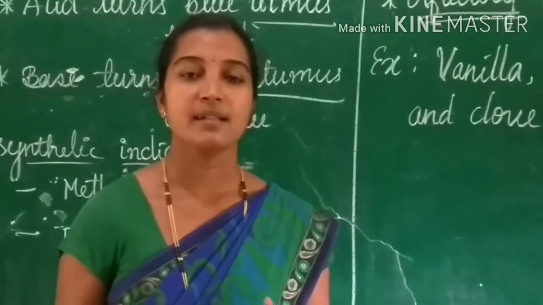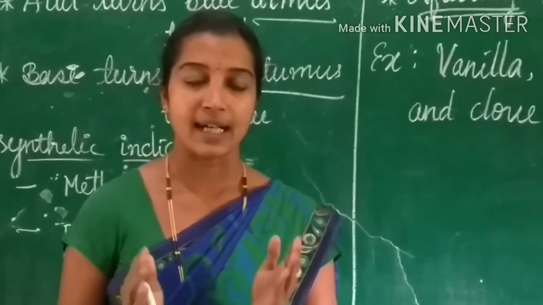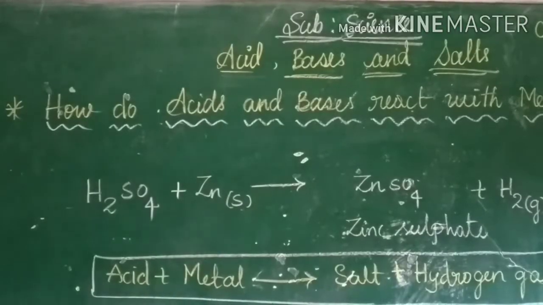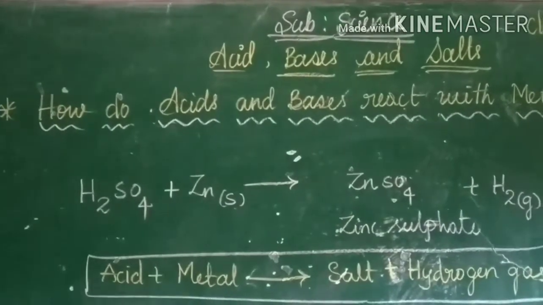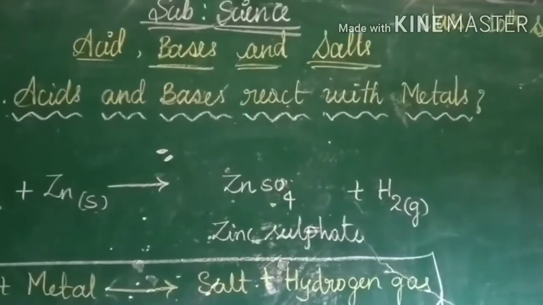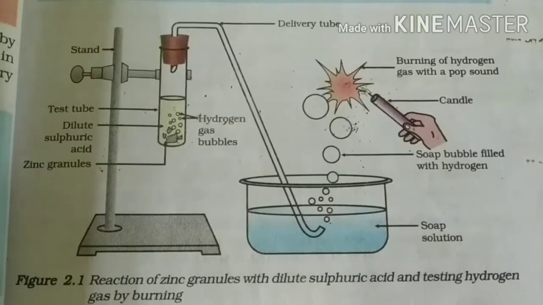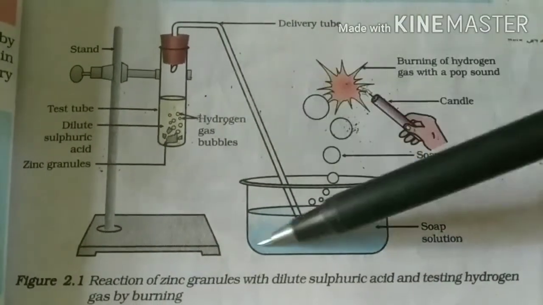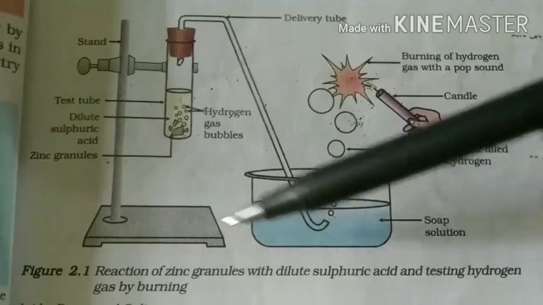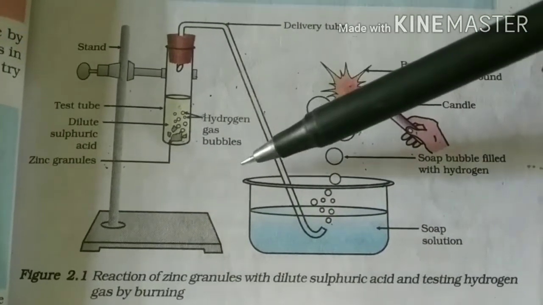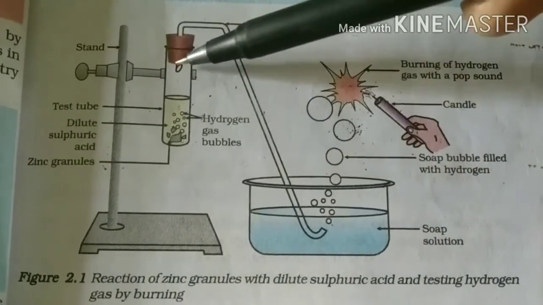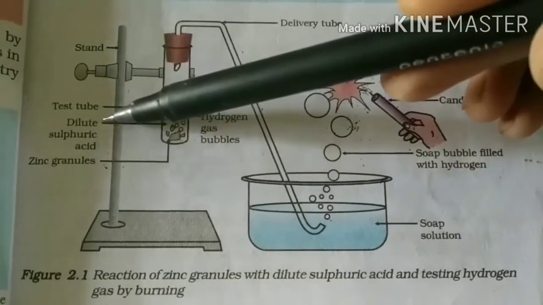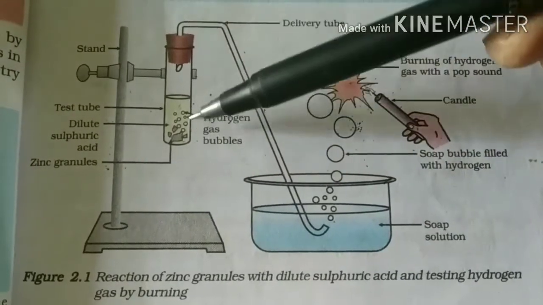Children, next we will go to reactions of acids and bases with metals. Okay children, now let's come to how acids and bases react with metals. Students, look here. The experimental arrangement has been shown in the figure. Here the metal is taken in the test tube. Dilute sulfuric acid is added to the test tube.